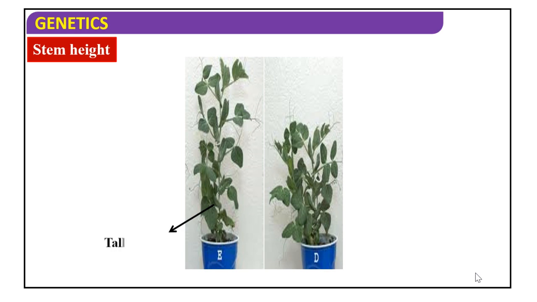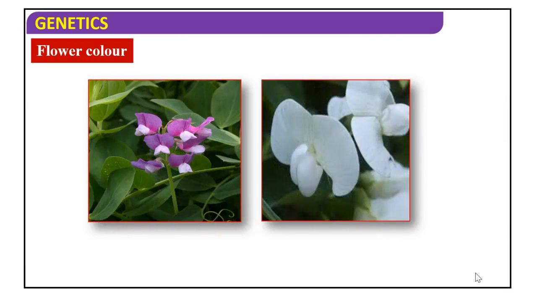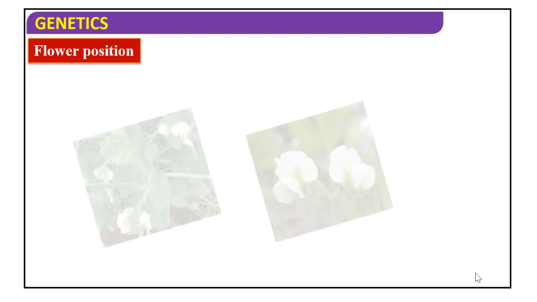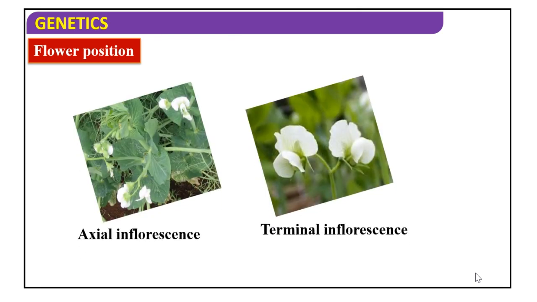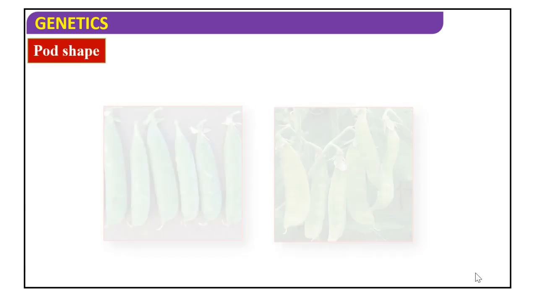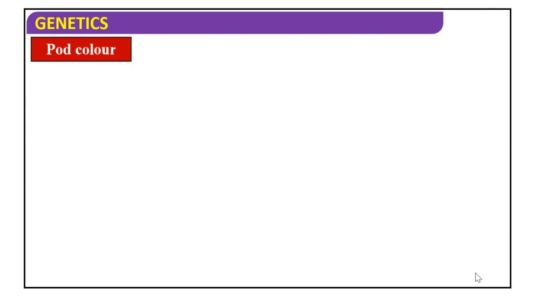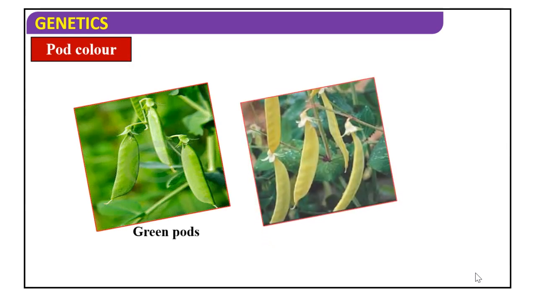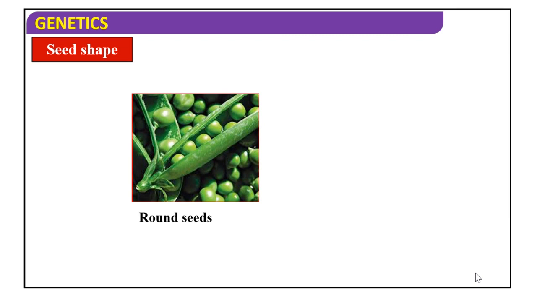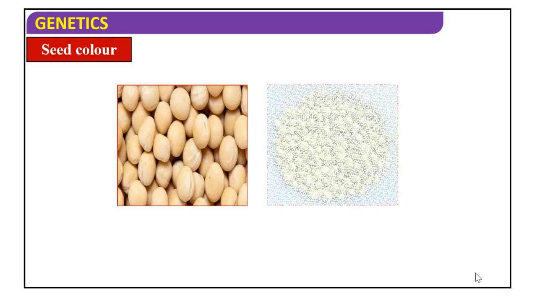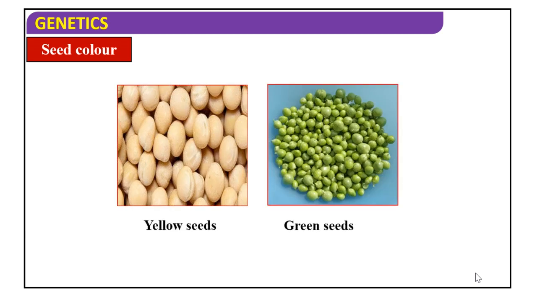Stem height: tall plant and dwarf pea plant. Flower color: violet flower, white flower. Flower position: axillary and terminal. Pod shape: inflated and constricted. Pod color: green pods, yellow pods. Seed shape: round seeds, wrinkled seeds. Seed color: yellow seeds, green seeds.